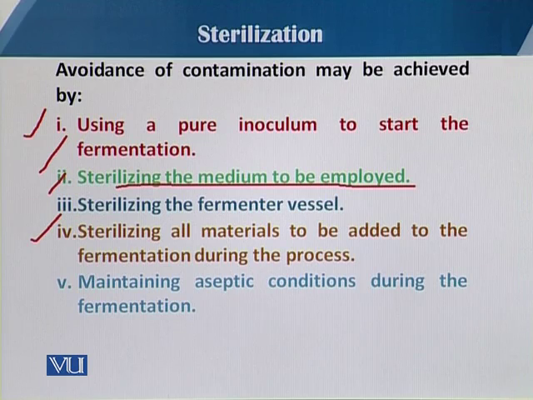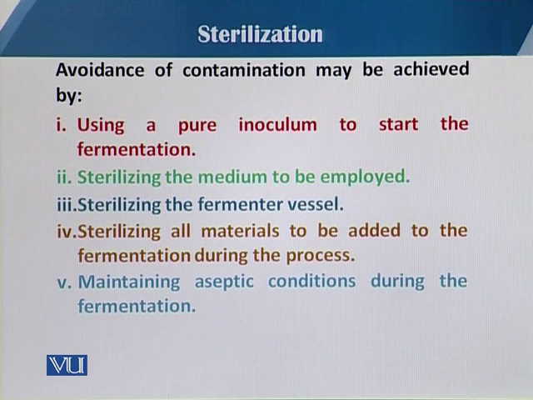In the fourth case, all the material to be added into the fermentation should be sterilized. What are those materials? That can be antifoam, any alkali or acid, or if we are running a fed batch, then those ingredients and parts of the medium which we add through the fermentation process should be properly sterilized. And the fifth one is maintaining the aseptic conditions during the fermentation process, then we can avoid contamination in our fermentation process.